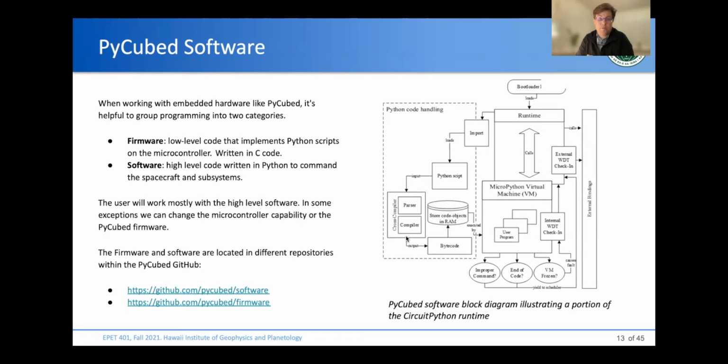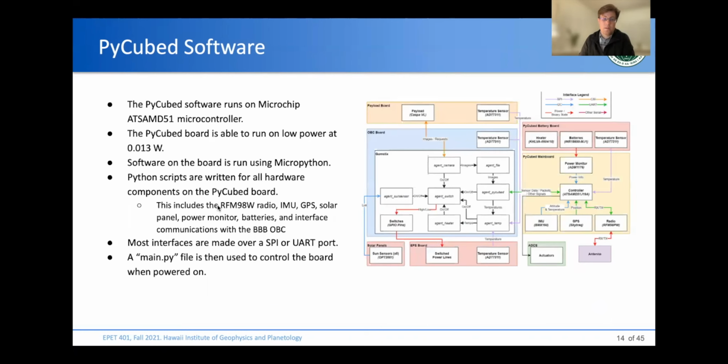So the PyCubed software runs on the Microchip ATSAMD51. That's a microcontroller. This microcontroller and the board itself run at about 0.13 watts, as we measured before. So very low power, nothing compared to the BeagleBone, as we will see. And then again, the software on the board is using MicroPython. These Python scripts are written for all the hardware components. So this includes the radio, the IMU, the GPS, the solar panels, etc. All of these are run with Python scripts.